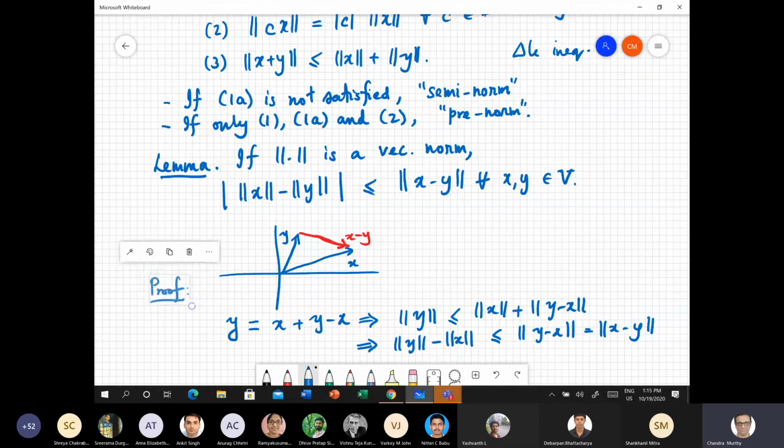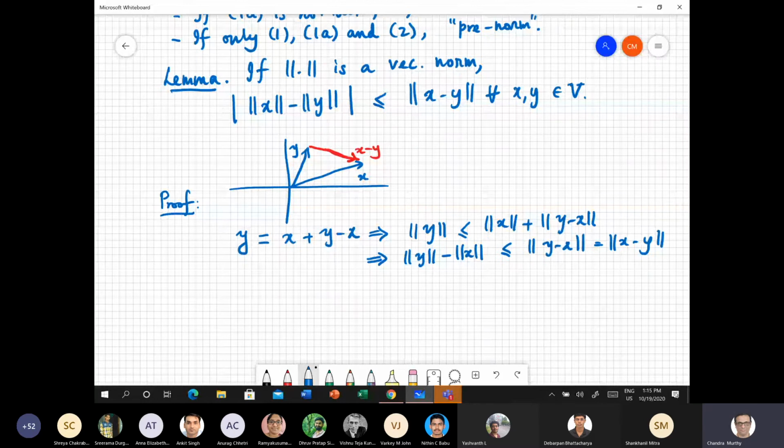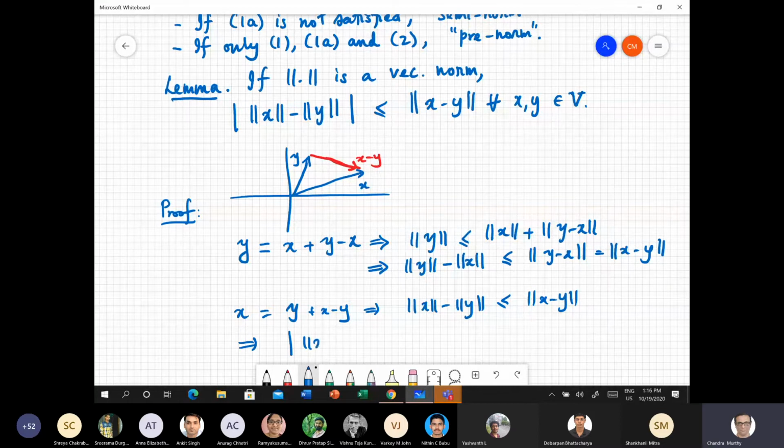And similarly, you can exchange x and y, or you can write x to be equal to y plus x minus y. This exchanges x and y here, and that will give you that norm x minus norm y is less than or equal to norm of x minus y. So you see that this and this both are actually less than norm of x minus y, which can be compactly written as norm x minus norm y is less than or equal to norm of x minus y.